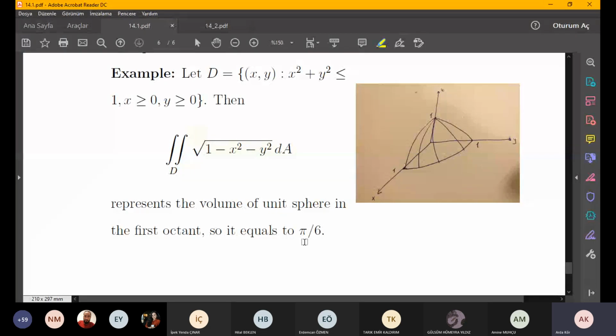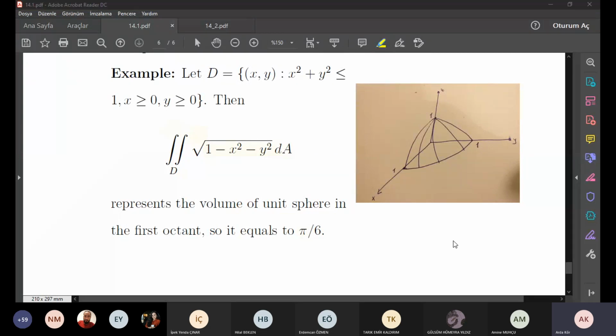Which will be 4 over 3 times pi times 1 cubed times 1 over 8, so we will have pi over 6 unit cubes for the double integral of the square root of 1 minus x squared minus y squared over D. Any problem for double integration until here?